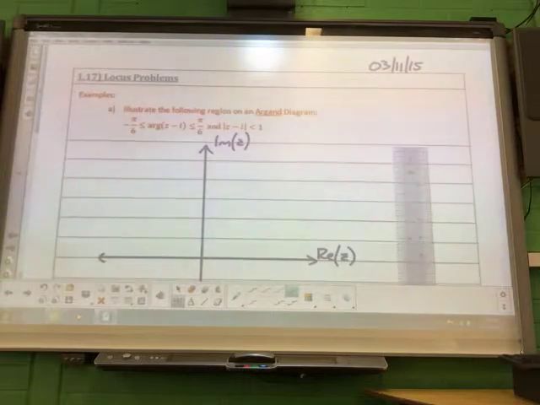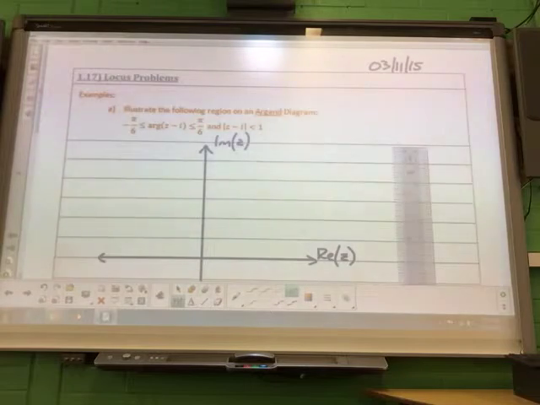Alright, locus problems. So we've got the formats of the different types of locus depending on certain conditions for complex numbers. We've looked at lines, circles, and also rays. So what we're going to do today is apply some of those techniques and also use some algebraic methods to work out the varying locus for the following criteria.